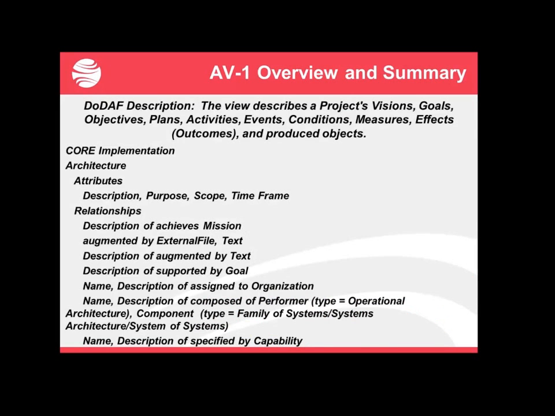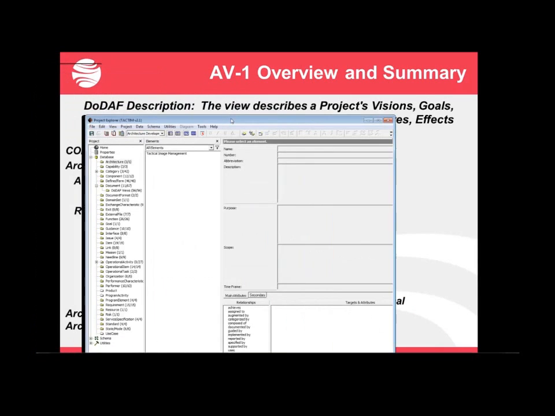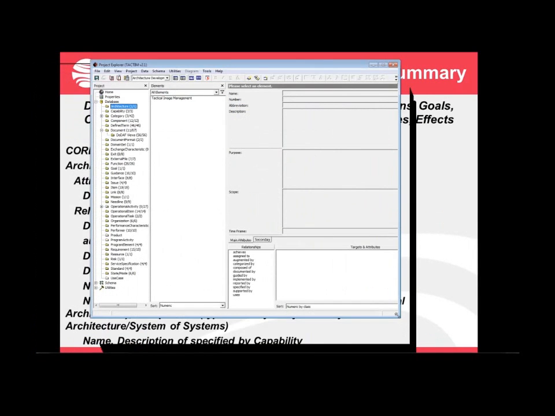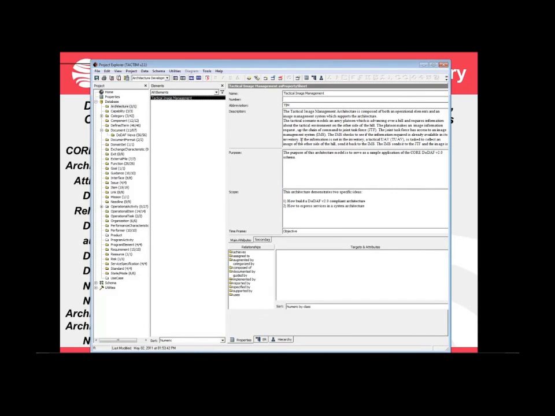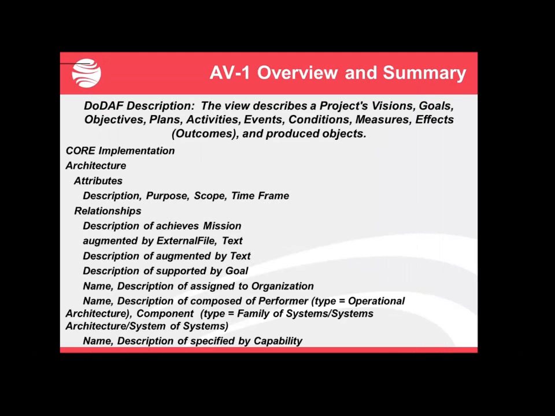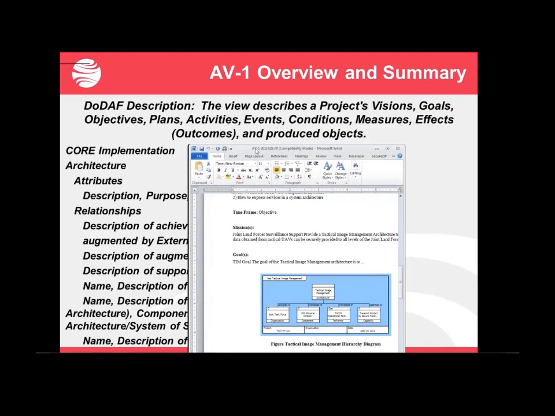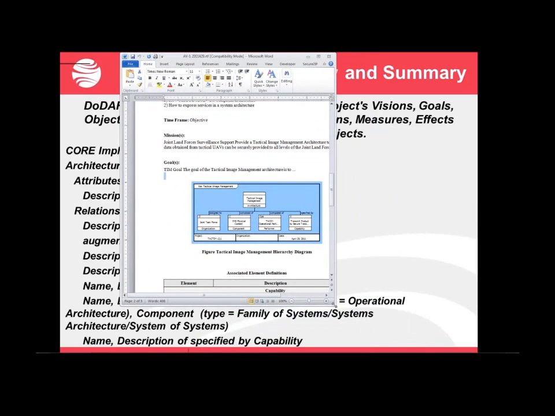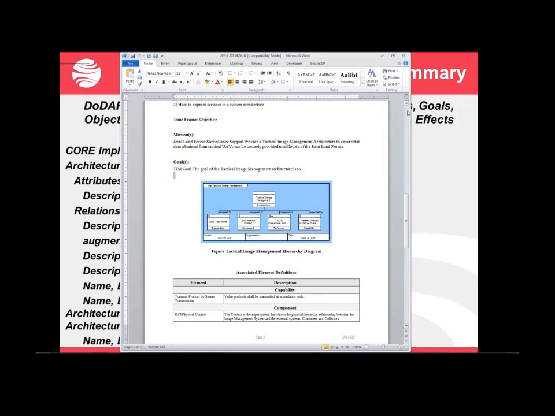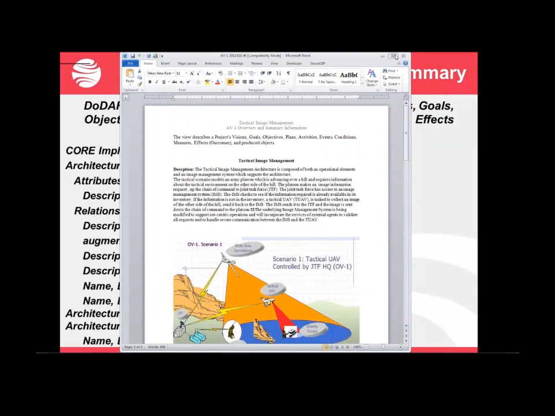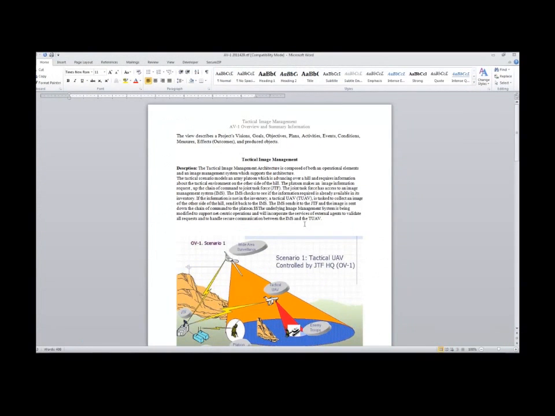Okay, here is an example of the core environment. Here is our architecture element, and here are the various relationships. So when you run that AV1, this is what the document itself will look like. Let me expand that out. So here's what the final document looks like.